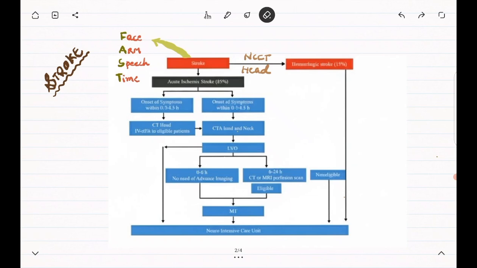Once we have ruled out hemorrhagic stroke, we know that this is an acute ischemic stroke. So how will we manage the ischemic stroke? This is managed by the time criteria. If the symptoms, that is facial weakness, arm weakness, slurred speech, have begun within 4.5 hours, as the person accompanying the patient gives the history, then the patient will be eligible for IV tPA.